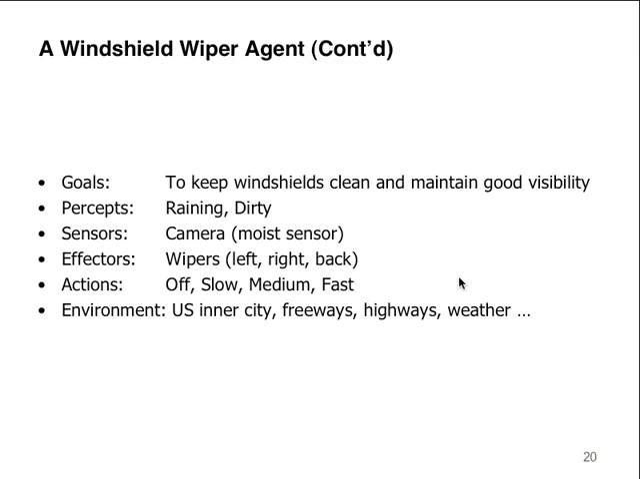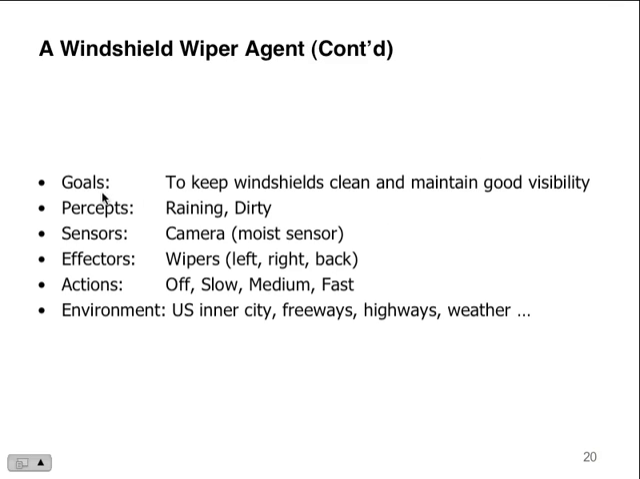So what do we have here? We have to define the goal. The goal is to keep the windshield wipers clean and maintain good visibility. The percepts: what are we going to sense from our environment? Think of perceptions as inputs. The inputs are going to be raining and dirty. If it's raining or dirty, we're going to need to put the windshield wipers on. Because remember, you can put the windshield wipers on without it raining, and the little water splashes up and cleans the windows.